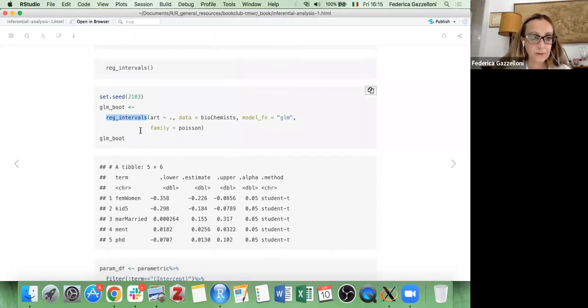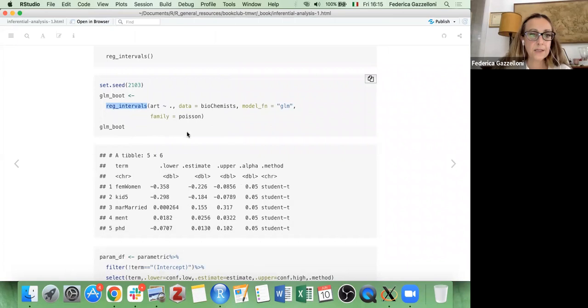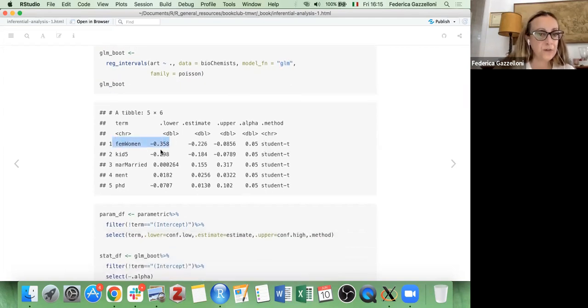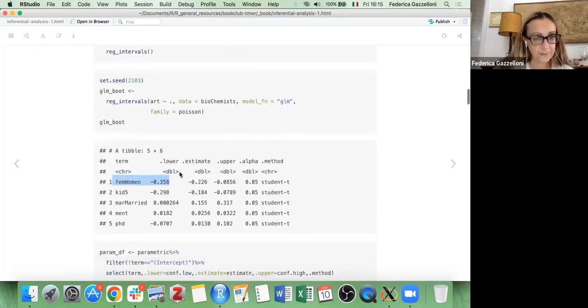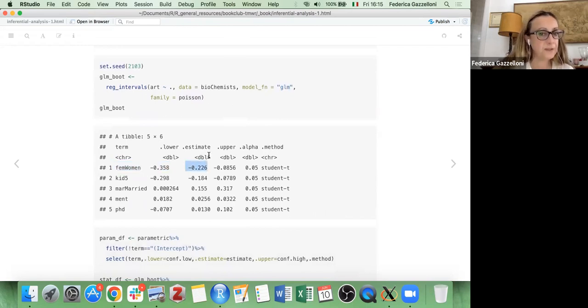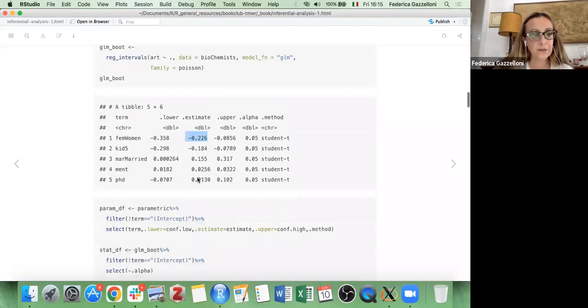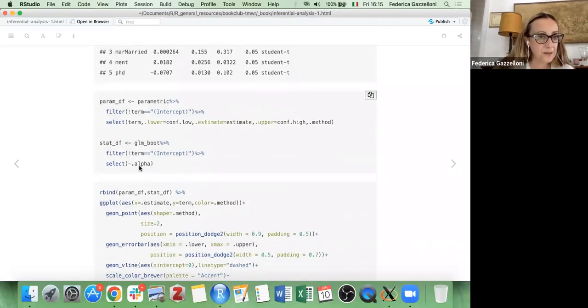Then there is this function, which is the same as using the GLM function, but instead you can use all the functions, just like in caret. You have reg intervals, you set family Poisson, the type of model function and everything. And you still have decreasing values, but the result is a bit different. Not very different, but still slightly different.